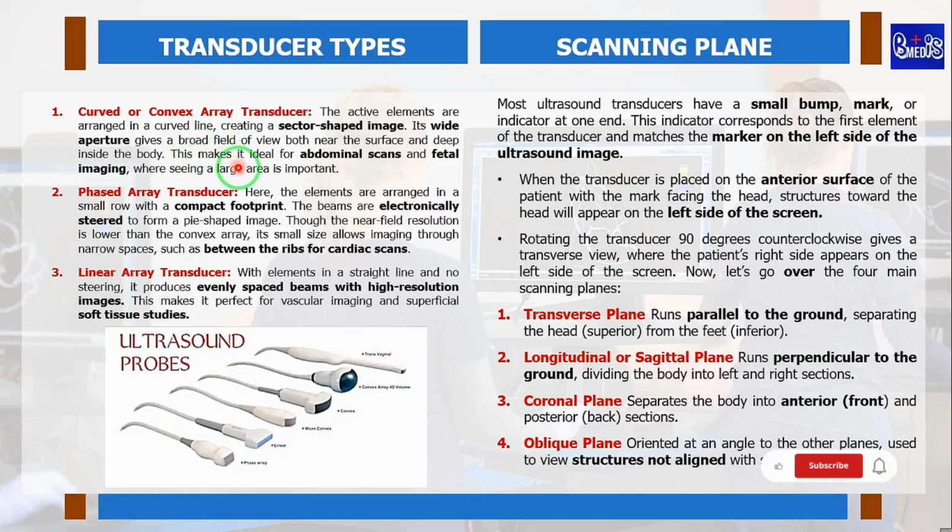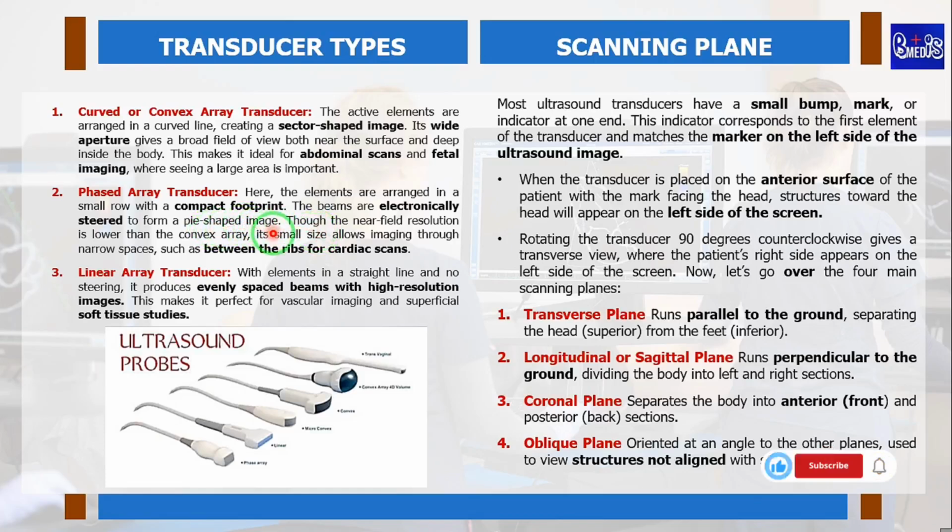This makes it ideal for abdominal scan and fetal imaging, where seeing a large area is important. That is for the curvilinear probe. Then the next is the phased array transducer. Here, the elements are arranged in a small row with a compact footprint. The beams are electronically steered to form a pie-shaped image.